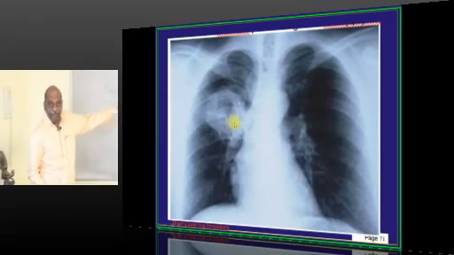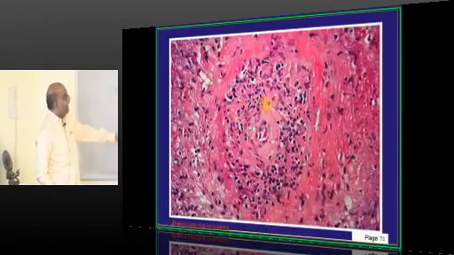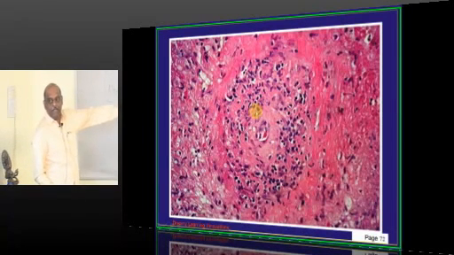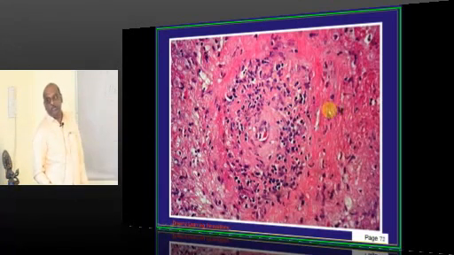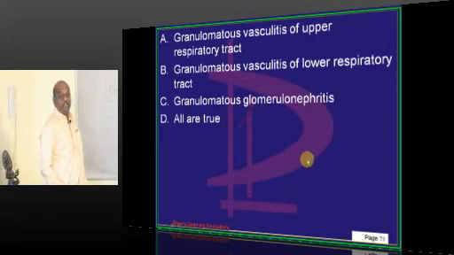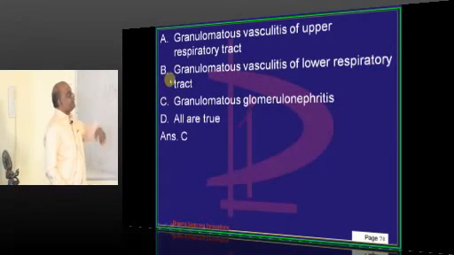So what do you see here? A cavitating lesion in the lung, and when you have done the biopsy, palisading granuloma with epithelioid cells is what you are able to see. So it is a case of Wegener's granulomatosis. What does Wegener's granulomatosis lead to?